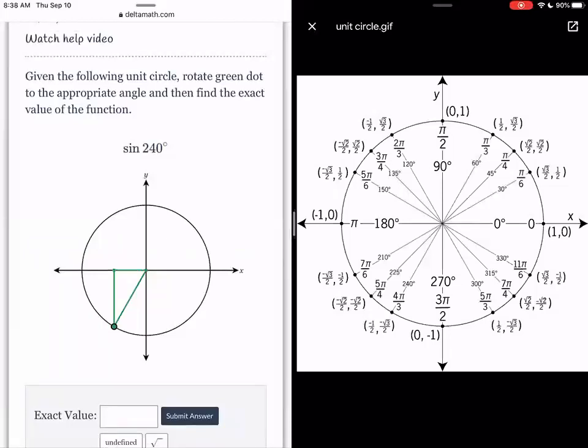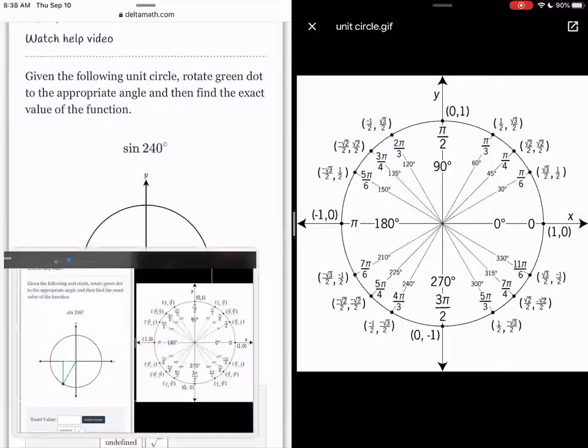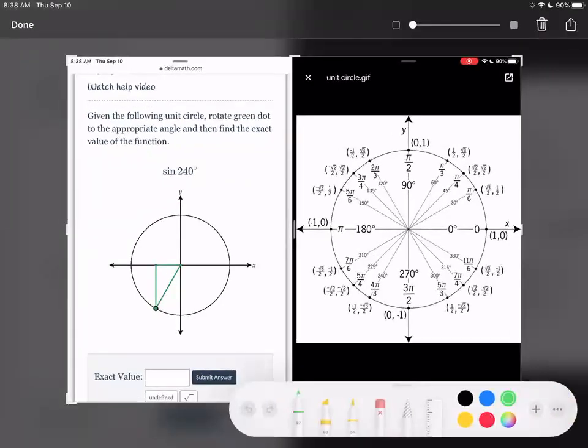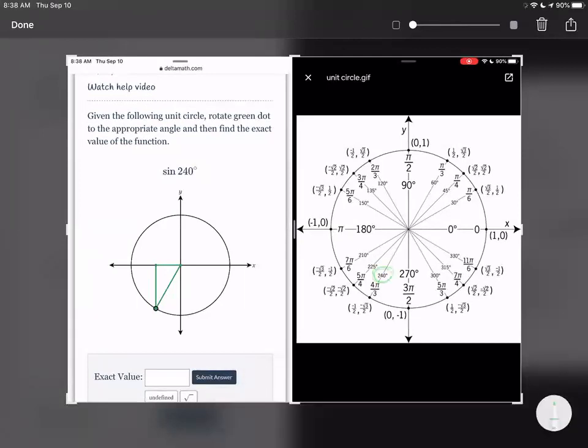Let me screenshot this. I dragged it just so that I could show you that I'm dragging it. But then you can see the 240 degrees right here. So that's why I dragged it all the way there, so that it's right at this angle. Okay, so I made my green line on Delta Math match the correct angle that you can see on the unit circle. So I provided the unit circle to you guys on Google Classroom, which I know we don't really use that much, but we're using it today.